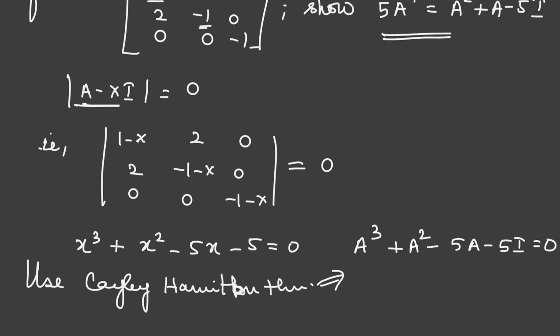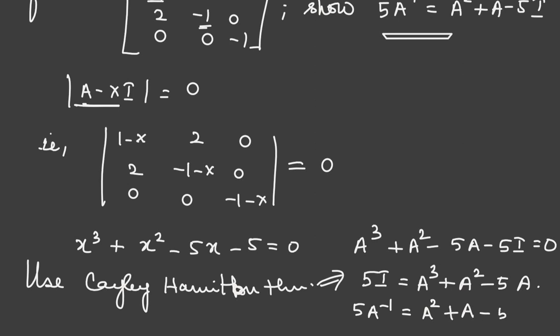We have to show here 5 into A inverse is equal to A square plus A minus 5I. Therefore, I want 5 times A inverse. So 5I can be written as 5I is equal to minus A cube minus A square plus 5A. Multiply by A inverse on both sides, we get 5A inverse is equal to A cube into A inverse gives us A squared, plus A square into A inverse gives us A, minus 5 into I. So using the Cayley-Hamilton theorem, we are able to find the inverse here.